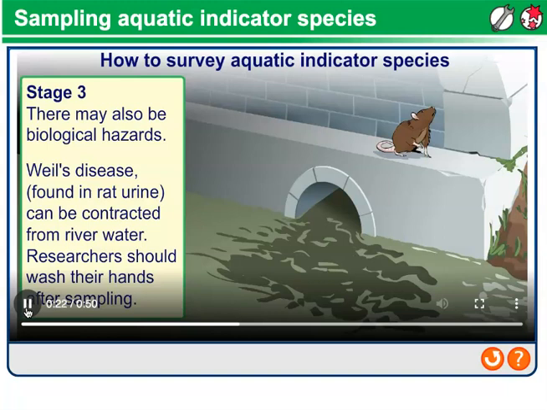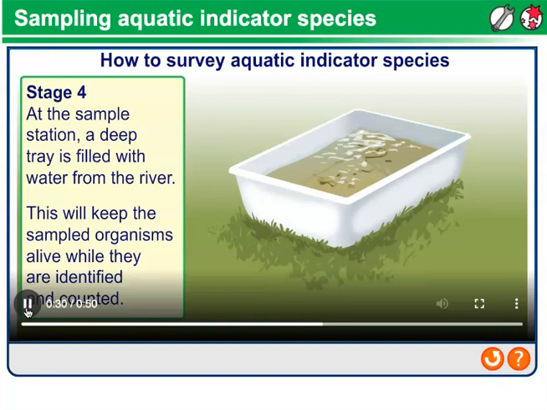Stage 3. There may also be biological hazards. For example, Weil's disease, which is found in rat urine, can be contracted from river water. Researchers should wash their hands after sampling and take proper safety protocols. Stage 4. At the sample station, a deep tray is filled with water from the river. This will keep the sampled organisms alive while they are identified and counted.